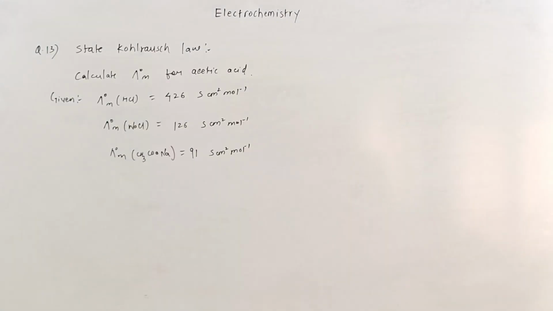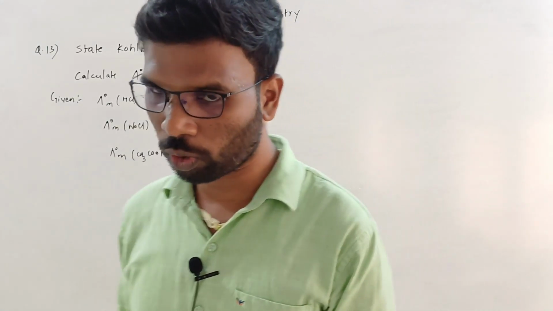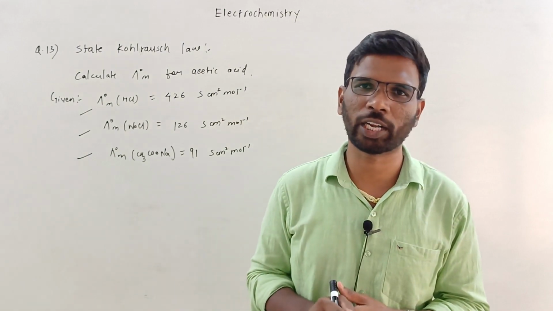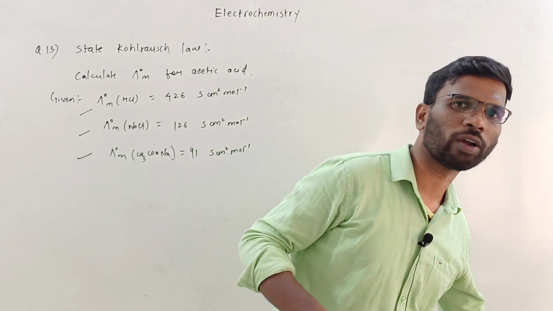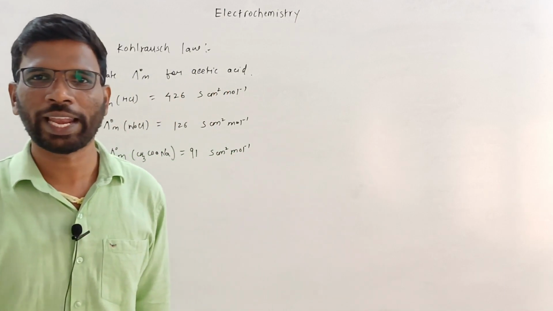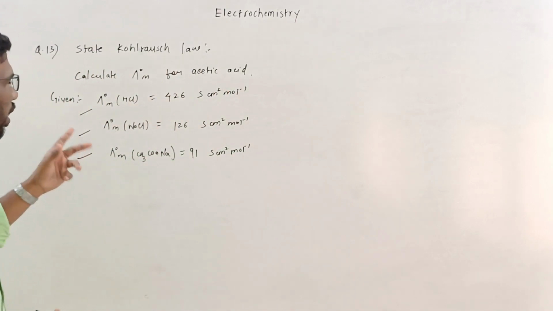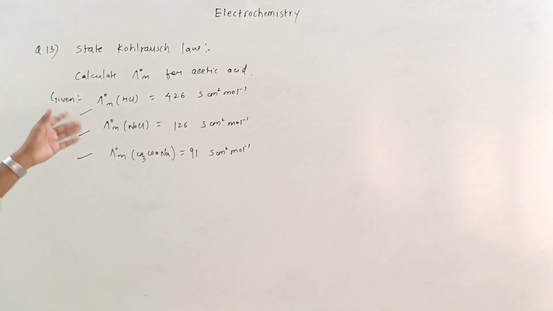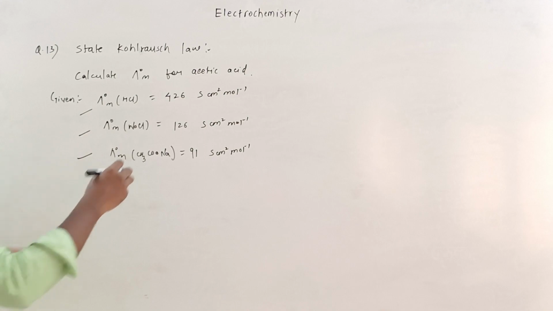The question asked here is: state Kohlrausch's law. This is what you need to state, the law, and calculate lambda naught m for acetic acid. Limiting molar conductivity could be found easily for a strong electrolyte, but for a weak electrolyte we have to use Kohlrausch's law. The statement says that the limiting molar conductivity of an electrolyte is the sum of the individual contributions of the cations and the anions of the electrolyte. That law you can of course write, but how to solve this question? Here I want to find it for acetic acid.